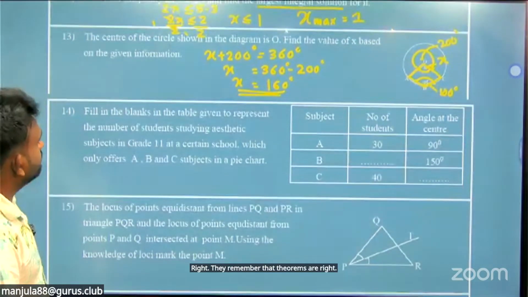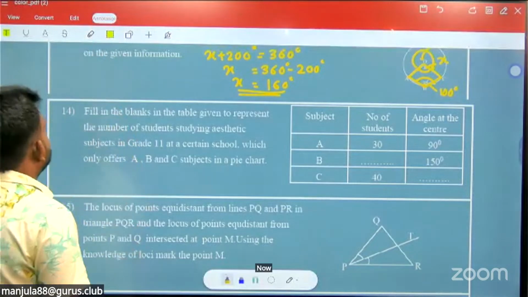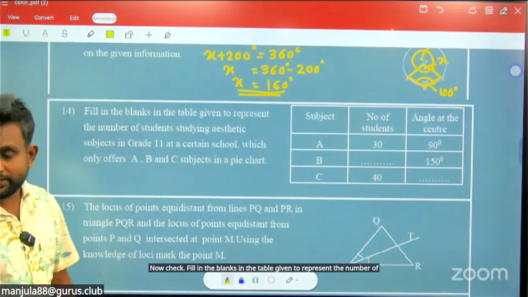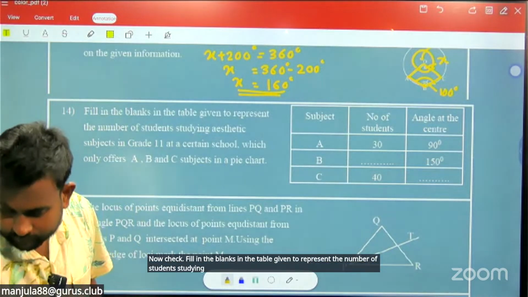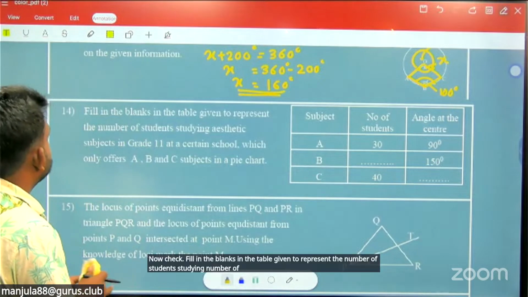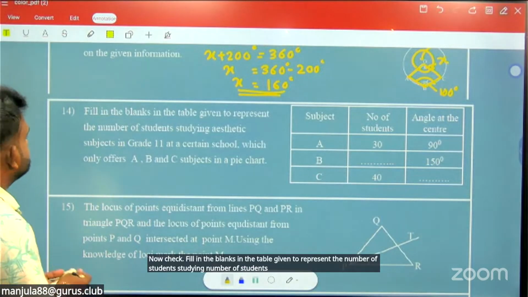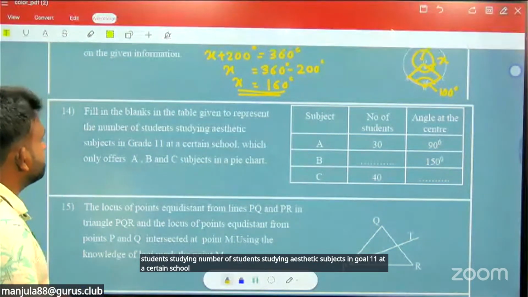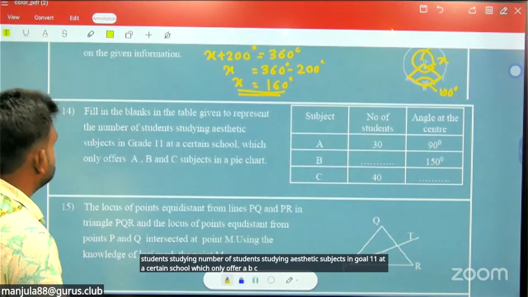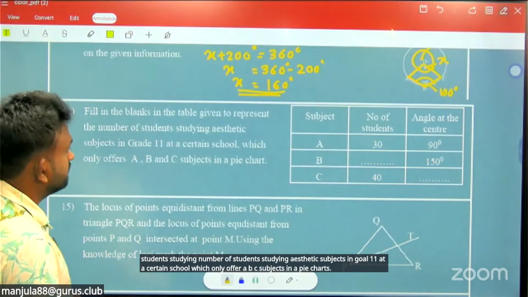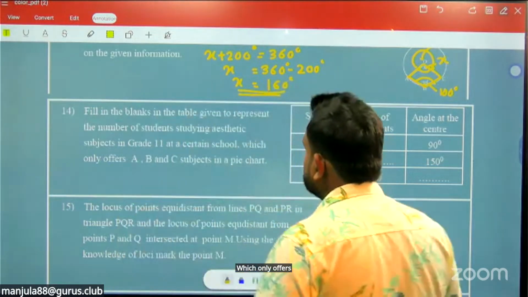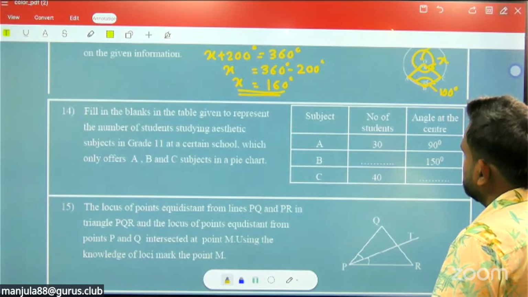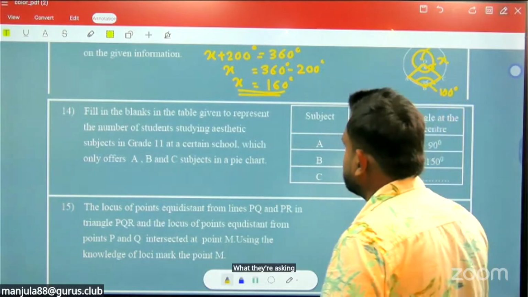Now check. Fill in the blanks in the table given to represent the number of students studying aesthetic subjects in grade 11 at a certain school, which only offers A, B, C subjects, in a pie chart. That is what they ask you for: fill in the blanks.